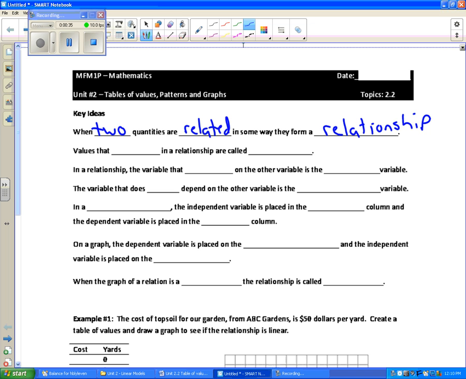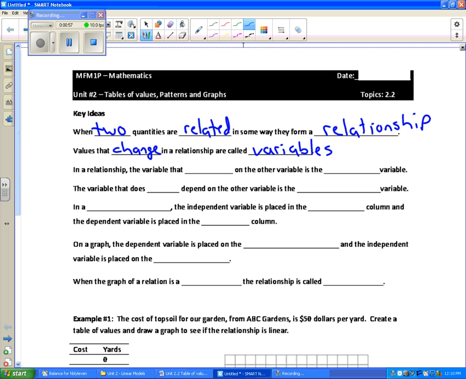So values that change in a relationship are called variables. The word variable, we sometimes hear it used when we talk about weather. And a weather person will say, well, variable clouds today. So that means the clouds can change, or the weather is variable, so it can change. A variable is something that can change.